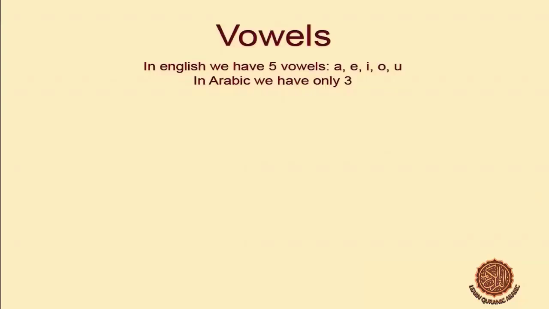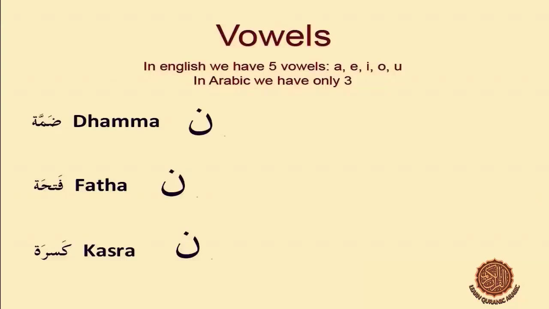Bismillahirrahmanirrahim. Now the discussion today will be about short vowels in the Arabic language. Unlike English, where the vowels are made from the letters of the alphabet, in Arabic we have three distinct signs for vowels. I have written them down on the left side, and they are Dhamma, Fatha, and Kasra.